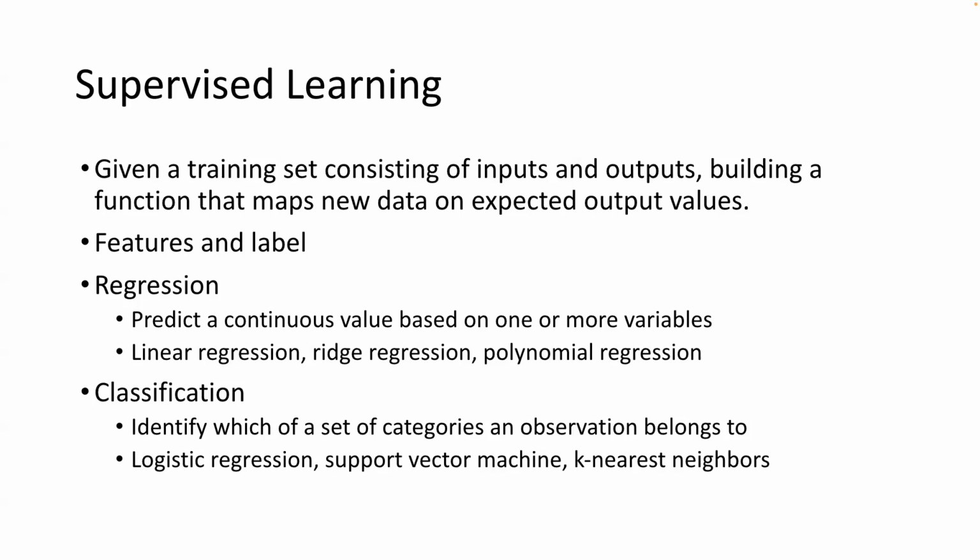Of course, neural networks or transformers can also be used in regression problems, but actually they have a wide range of use. They can also be used in classification, for example. Classification is identifying which of a set of categories an observation belongs to. Some traditional algorithms we often use are logistic regression, support vector machine, or KNN, K nearest neighbors. Logistic regression, though it's named regression, is actually a classification algorithm.